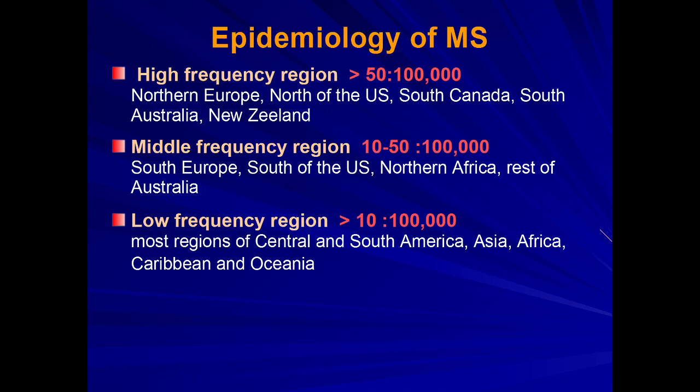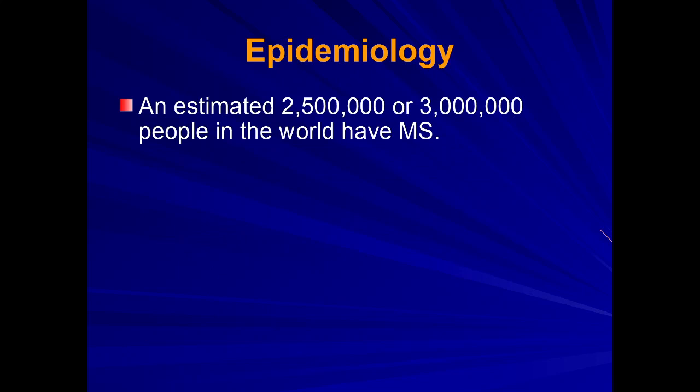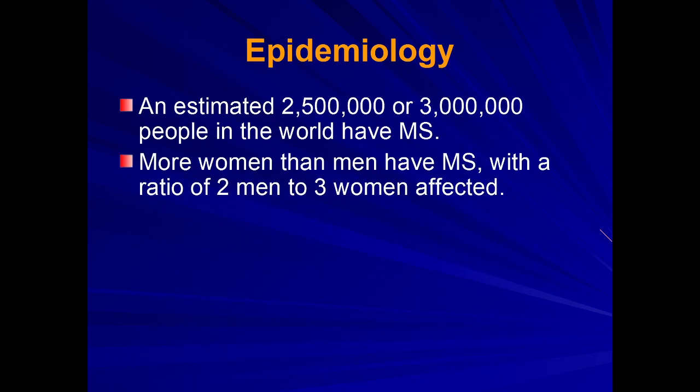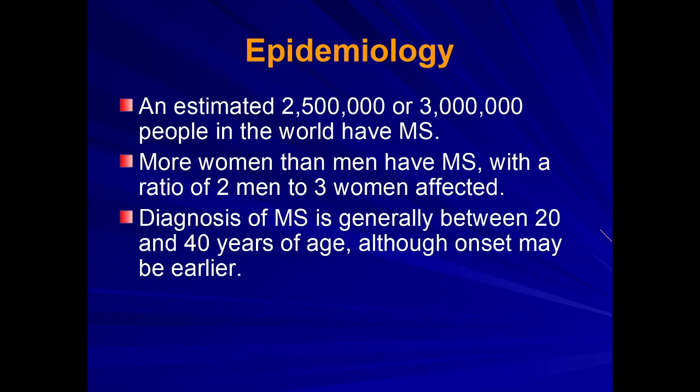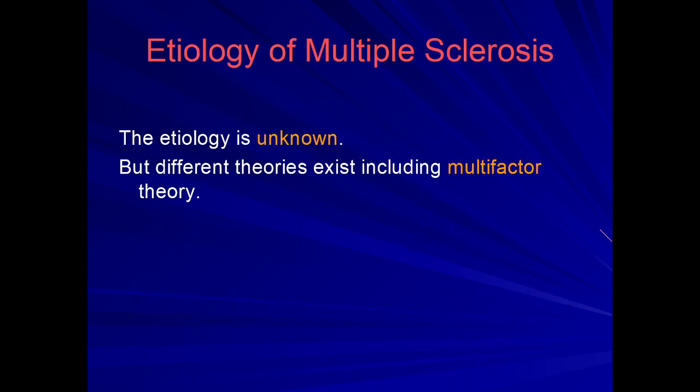You can see that it's more common closer to the poles. More women than men will be affected. Diagnosis is usually between 20 and 40 years old. It's rarely diagnosed in childhood or after 55.